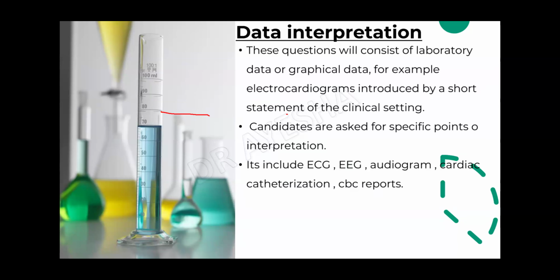Then, most specifically, they will ask about the ECG. You should know about it. EEG: some specific EEGs they basically want you to know, not to perform. They do not want you to master the EEG, but specific exam-related EEGs, like in the TOACS exam we prepared for, our exam for FCPS. You should know about the audiogram, cardiac catheterization, and CBC reports. These are the basic ones which are asked in the exam for investigations.